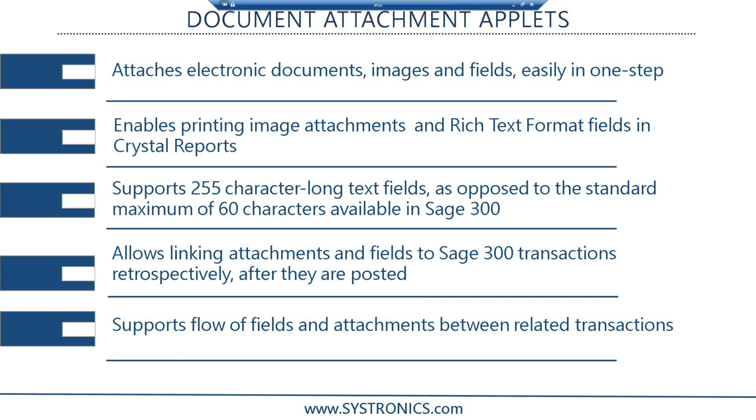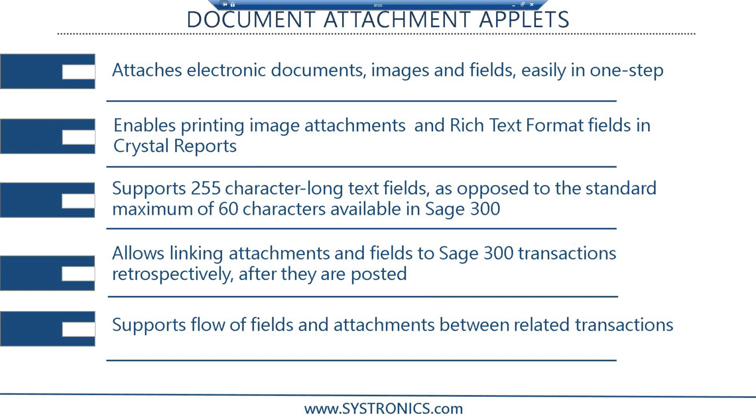You can also enter very long text, which is impossible with Sage 300 optional fields because their length is limited to only 60 characters. Besides attachments and rich text fields, other types of fields can also be added to master data and transactions such as boolean, date, number, amount, etc. As opposed to Sage 300 optional fields, with applets you can add and modify fields and attachments even after the transactions are posted in Sage 300.